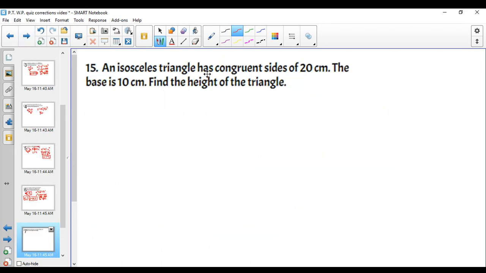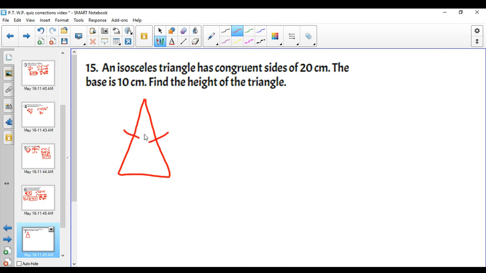Okay, so number 15 is the last one we're going to look at. It says an isosceles triangle has congruent sides of 20 centimeters. The base is 10 centimeters. Find the height of the triangle. So first we have to know what an isosceles triangle is, which means there are two congruent sides. And this is the most common type of isosceles triangle that you'll see drawn.